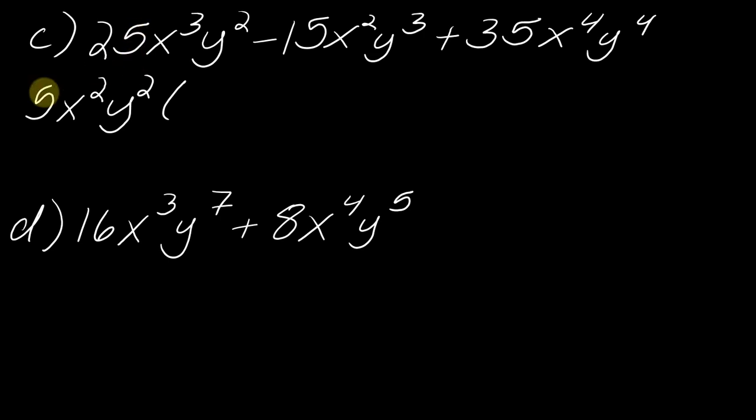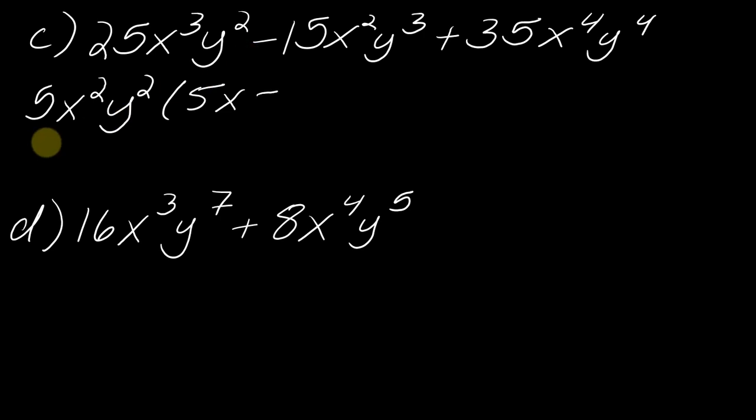Okay, so 25 divided by 5 is going to leave me with 5. And then now I have to think, what do I do with the exponents? So I have x cubed, I'm taking out x squared. So how many x's am I left with? Just one singular x. And then I have y squared, and I'm taking out y squared. So the y squareds actually drop out. Okay, so that's how that's going to work.